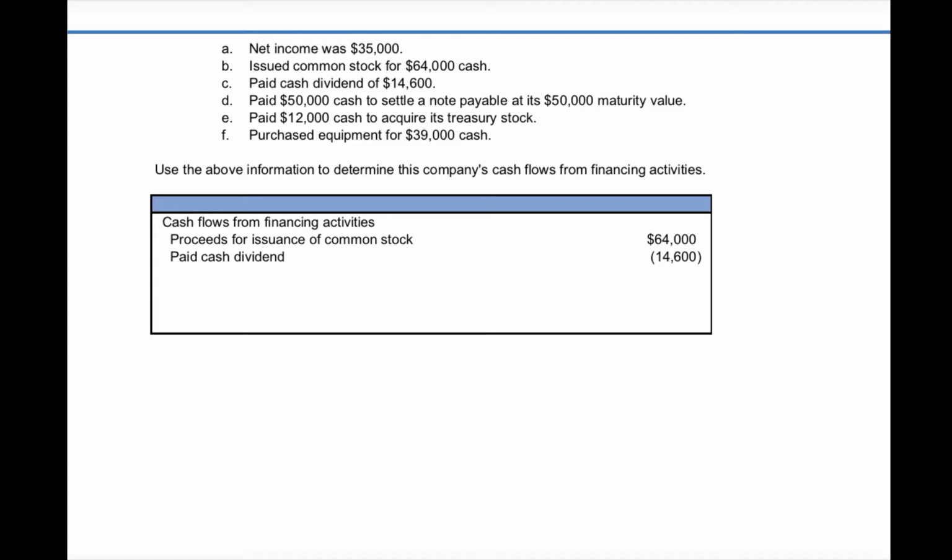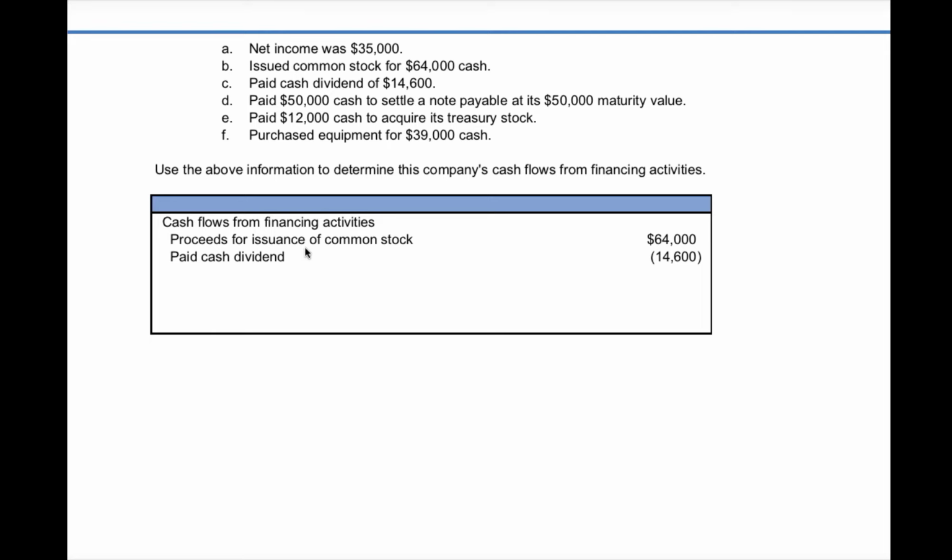Okay, so proceeds from common stock. Obviously, in the financing activities, we're not worried about net income. Net income, or loss, is only the starting place if we're talking about the operating activities section. So we're not worried about that. B, issued common stock for $64,000. So obviously the cash component of that right there.